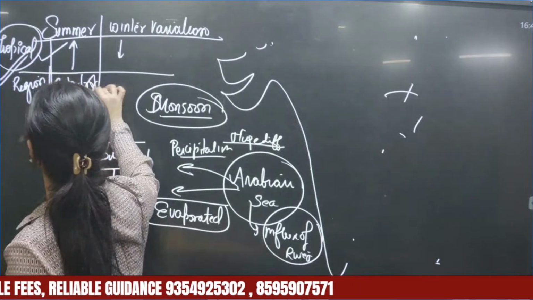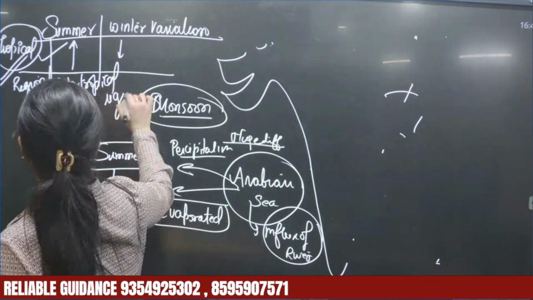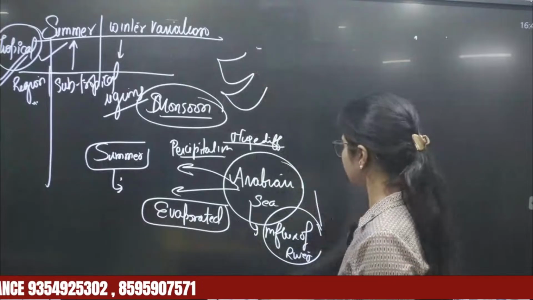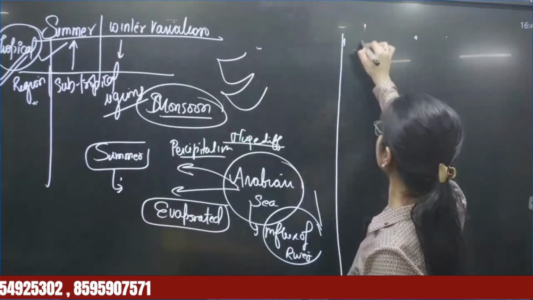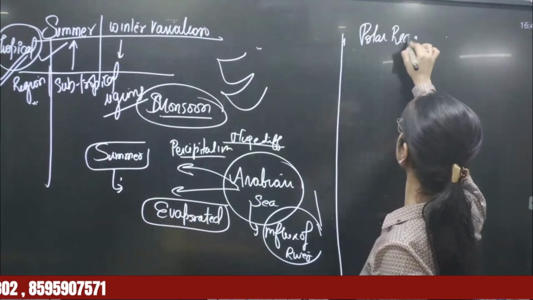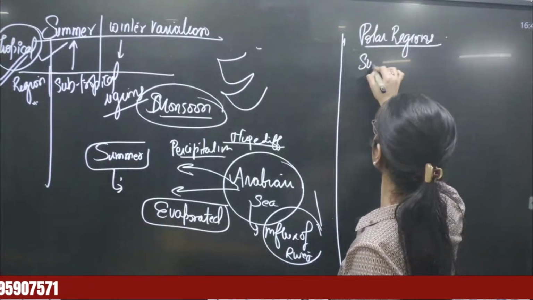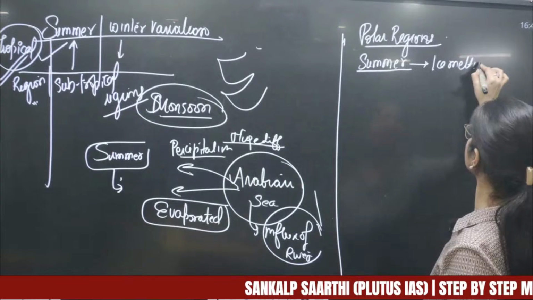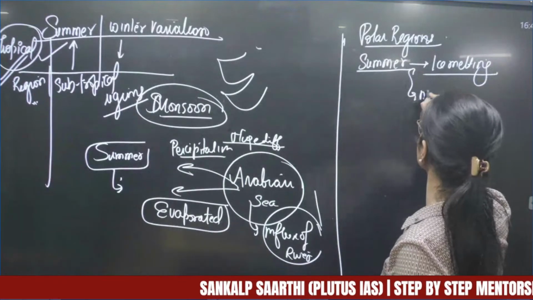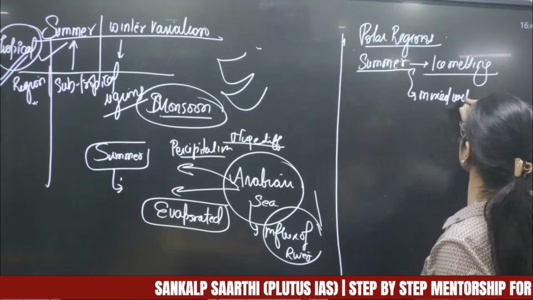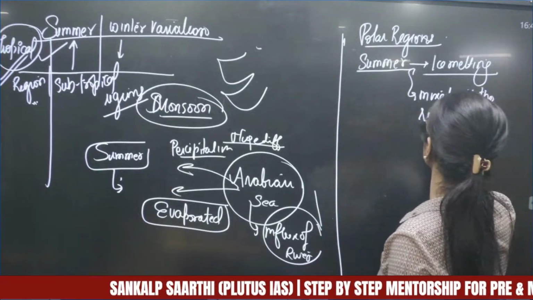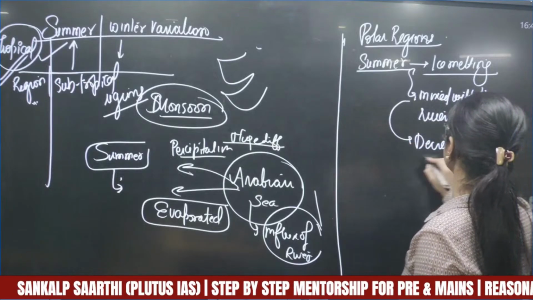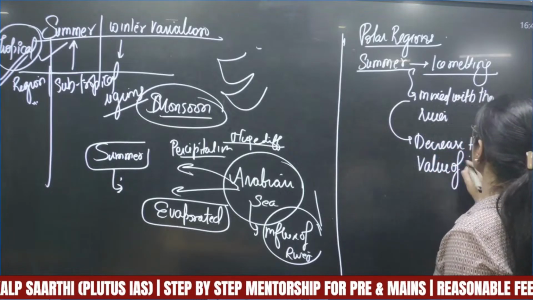But if I change the scenario, if I take the example of polar regions, what will happen? Things would change. In polar regions, in summer, ice melts. As ice would melt, this water will get mixed up with the river and it would further decrease the value of salinity. It would decrease the value of salinity.